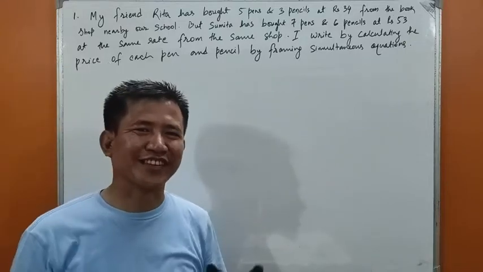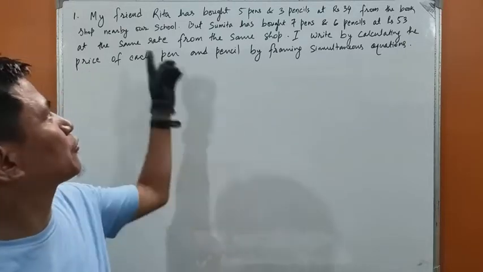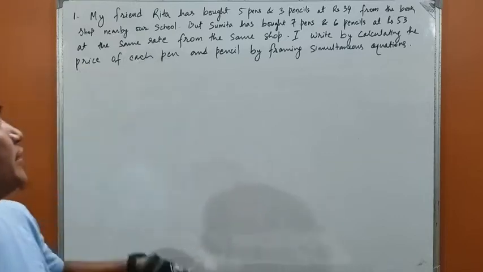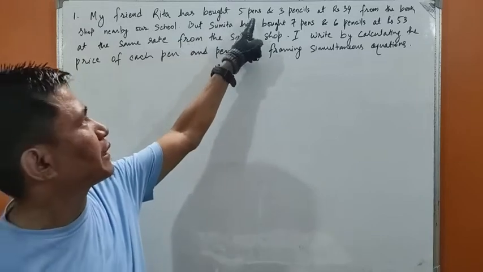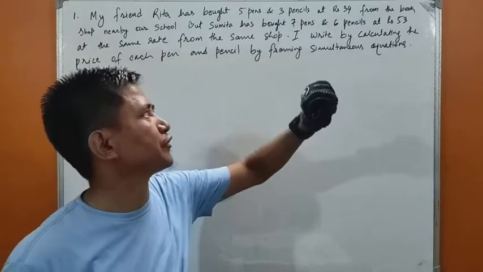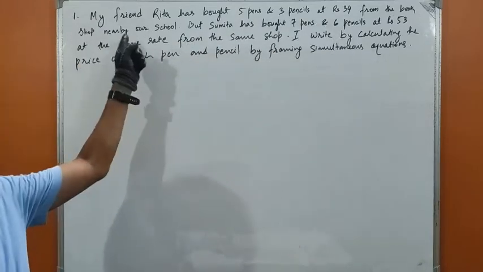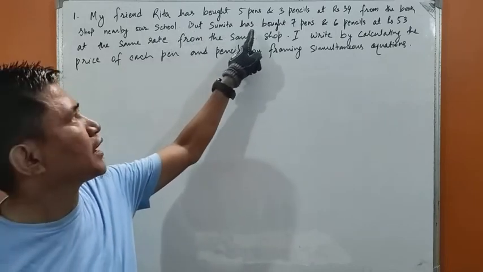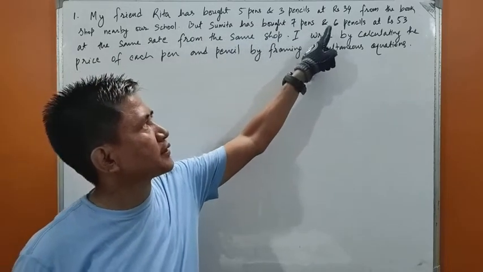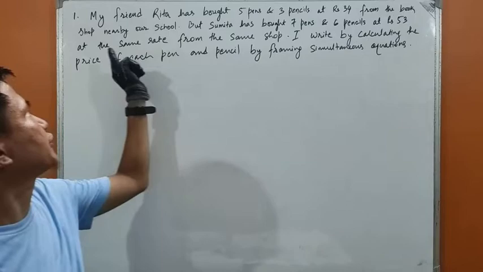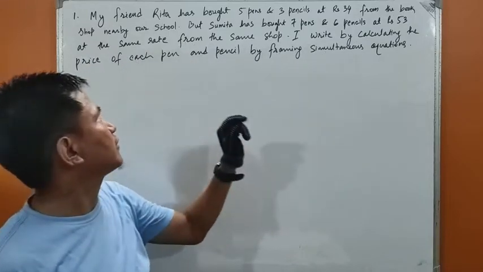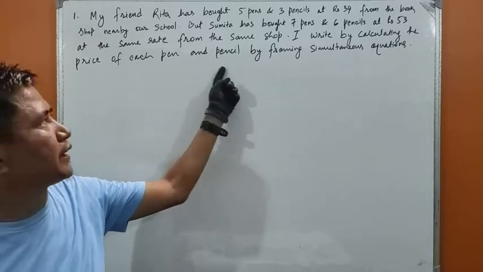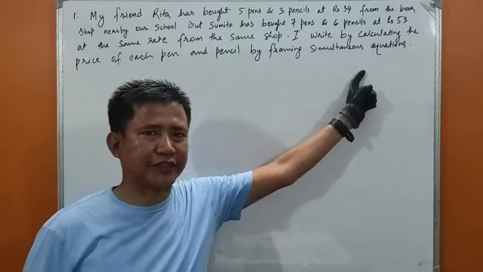Now let's do exercise 5.7 right from question number 1. Okay, let's begin. Number 1, my friend Rita has bought 5 pens and 3 pencils at rupees 34 from the book shop nearby our school. But Sumita has bought 7 pens and 6 pencils at rupees 53 at the same rate from the same shop. I will write by calculating the price of each pen and pencil by framing simultaneous equations.